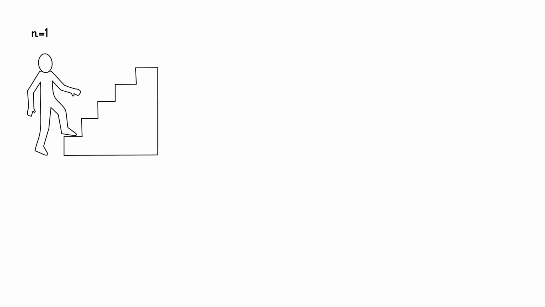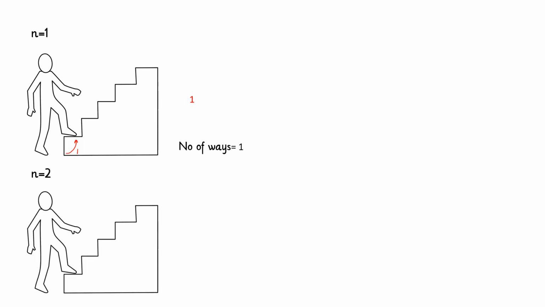n equals 1 means the one step, and we can take one step or two steps at a time. So if n equals 1, there is only one possible way to reach that stair. The number of ways to reach step 1 is 1. In the same way, if n equals 2, we have to reach the second step. The number of ways we can reach the second step is either taking one step two times or taking the two steps directly. So we have two different ways to reach step 2.